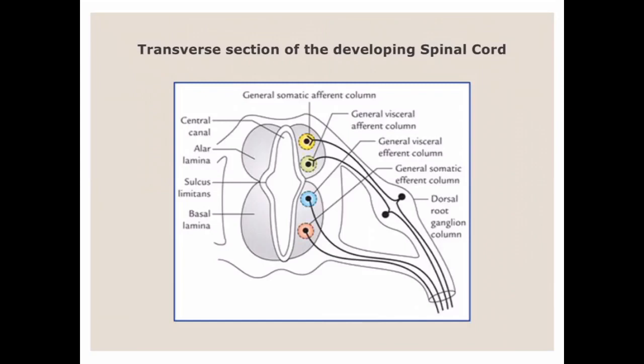Correct? So both are visceral because they're closer to the sulcus limitans, and the one behind is the afferent, and the one ahead or anterior or ventral is the efferent. So that explains our visceral afferent, light green, and visceral efferent, light blue.